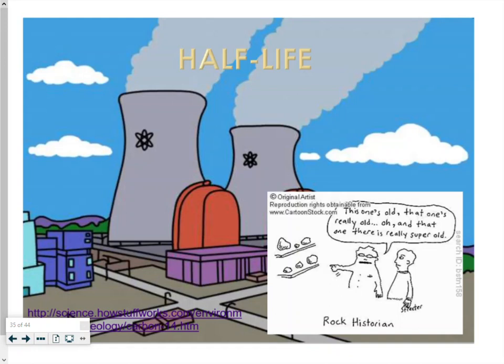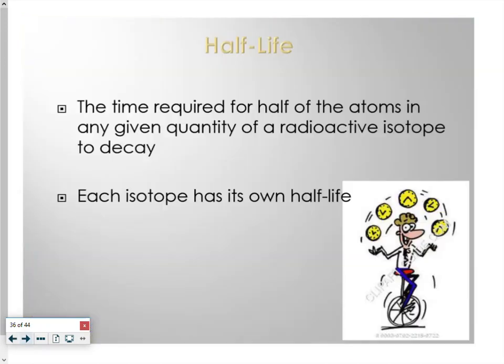Right, now we're going to talk about half-life. And first of all, defining exactly what that means. Half-life is the time required for half of the radioactive isotope to decay into the daughter element. So it's a time amount, and they vary depending on the radioactive isotope.